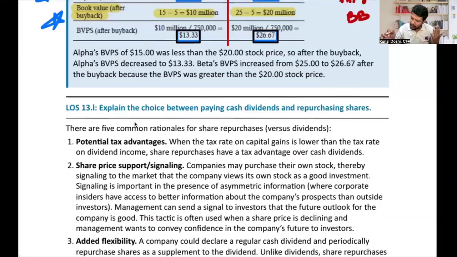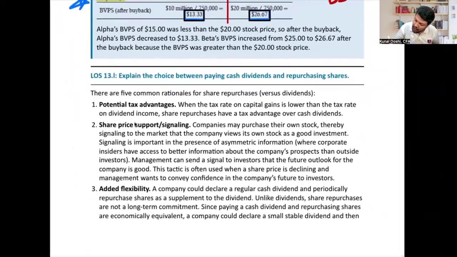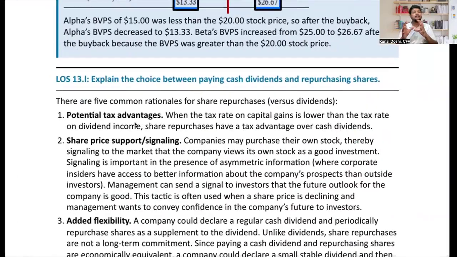Got it? Right. Now, the conclusion, the battle, whether the company should go for cash dividend or repurchase. This is a choice that the company will make, not the investor. When should we go for which option? Well, it is based on 5 factors.